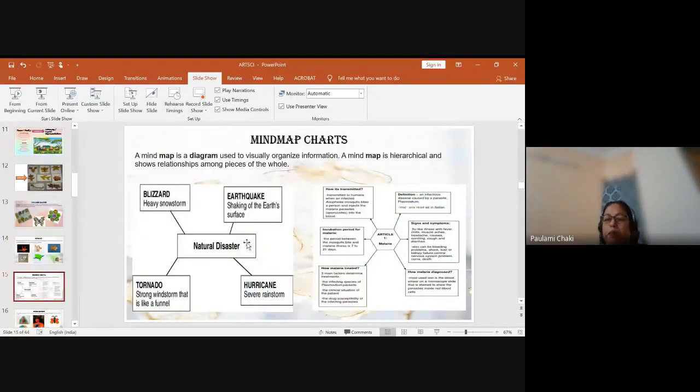Now come the mind maps. Mind map charts are diagrams which organize information visually. So mind maps can be used in the lower grades also. They can be used in the higher grades also, depending upon the topic. As I have told you, we have to look into the topic and find out which will work best for retention of knowledge in that particular topic.